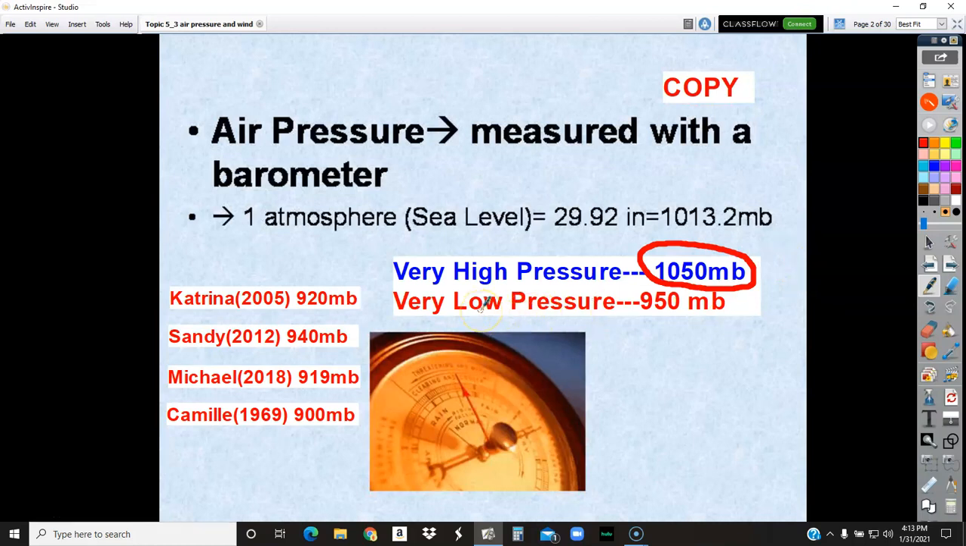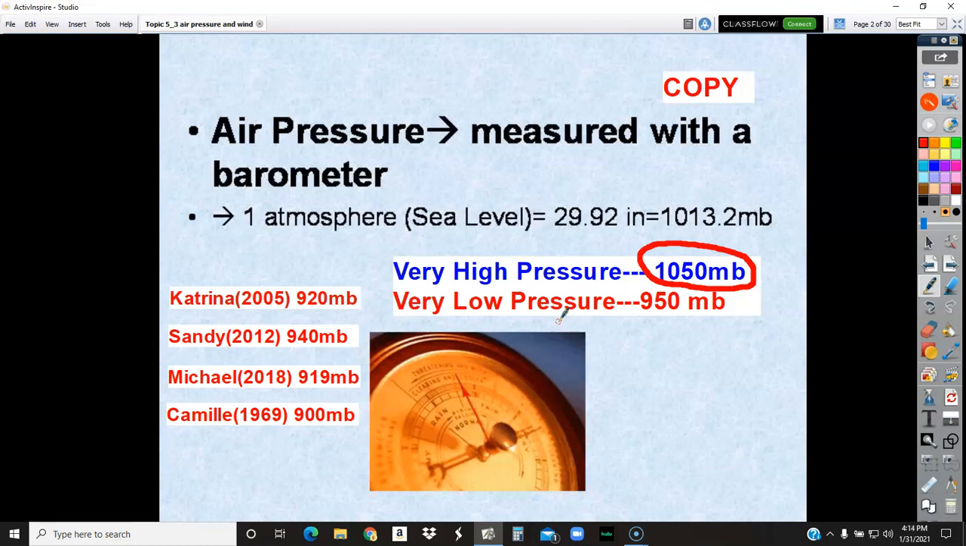A very powerful hurricane, and I've listed some storms in our history with very low pressures. Again, meteorologists look at the pressure in a hurricane. As the pressure drops, that indicates the hurricane is strengthening. It's getting stronger. So the lower the air pressure, the more powerful the storm.